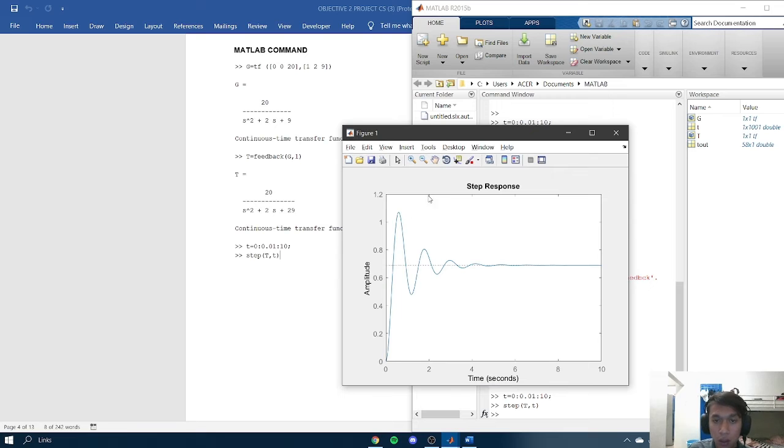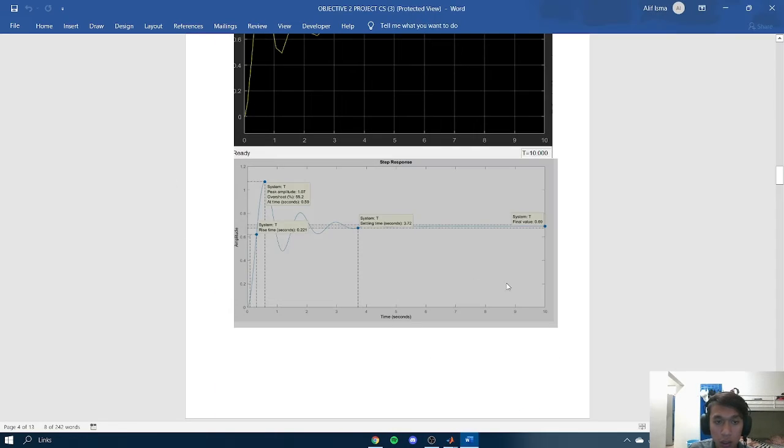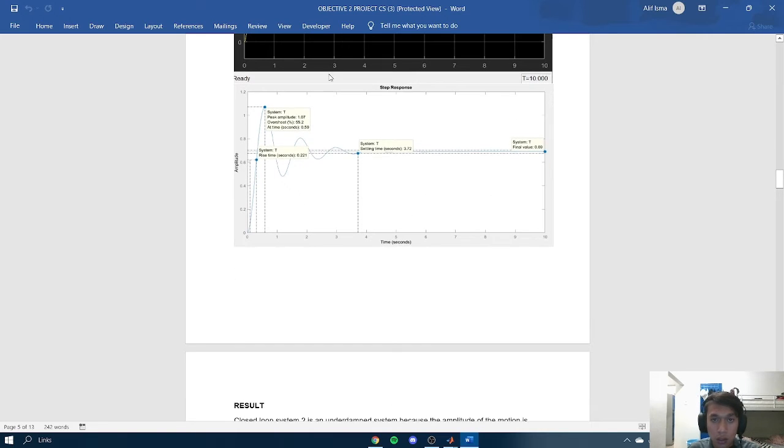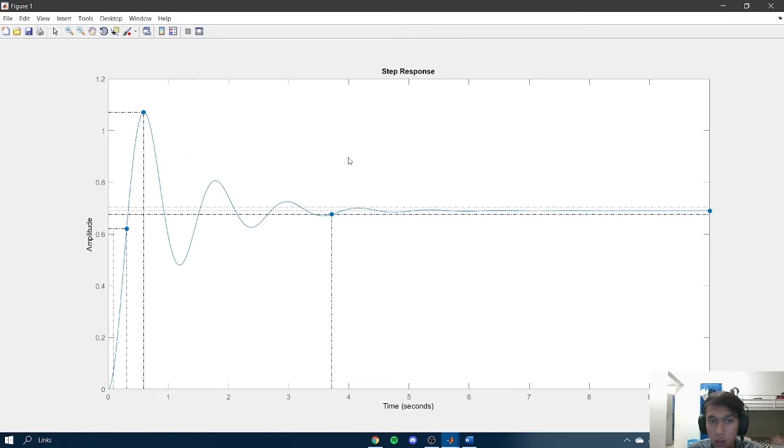Okay, from here you can get the values by right clicking on the step response and then picking peak response, settling time, rise time, and then left click. From here you will get the values for peak amplitude, overshoot, time, rise time, settling time, and final value.